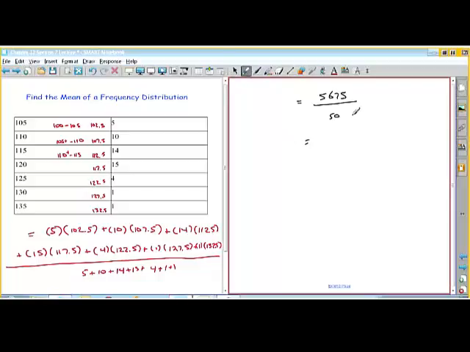Okay, so we divide by 50, and we get 113.5. So it's in this grouping right here, a little bit towards the upper end, which kind of makes sense. So that's how you do it with getting a mean from a frequency distribution.